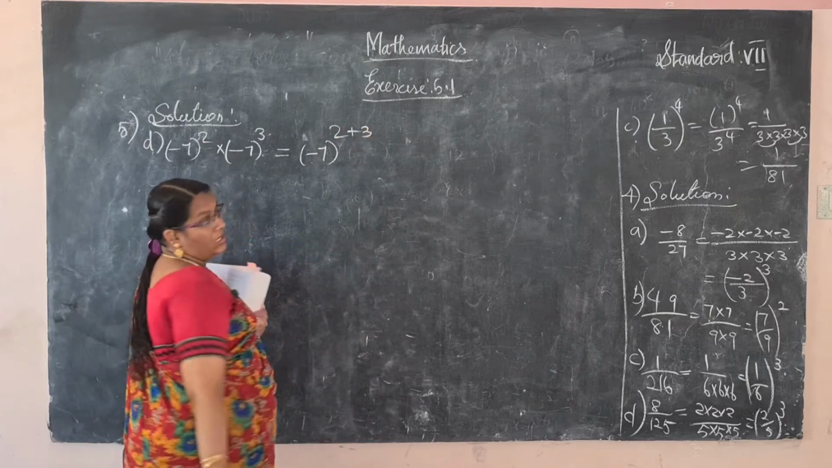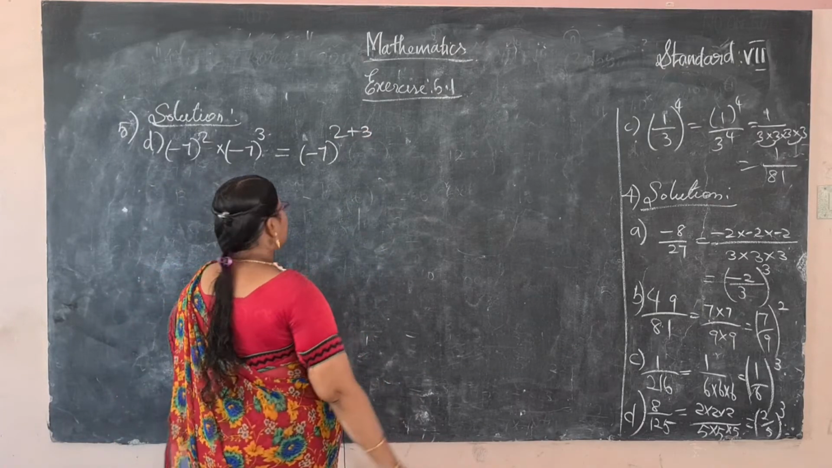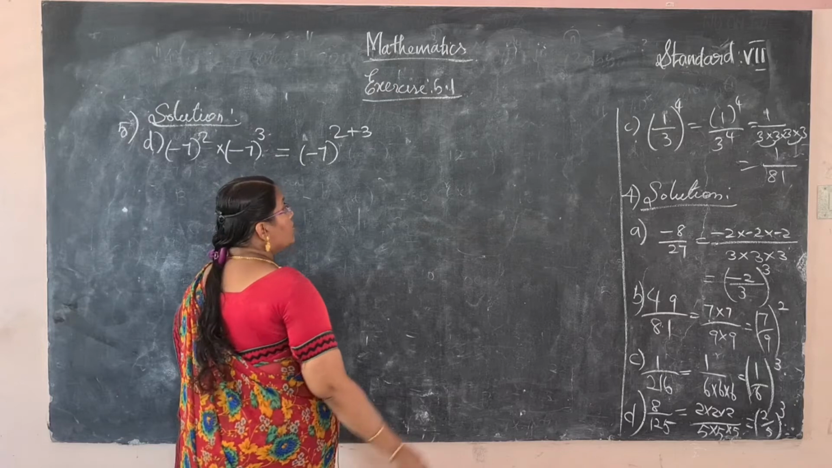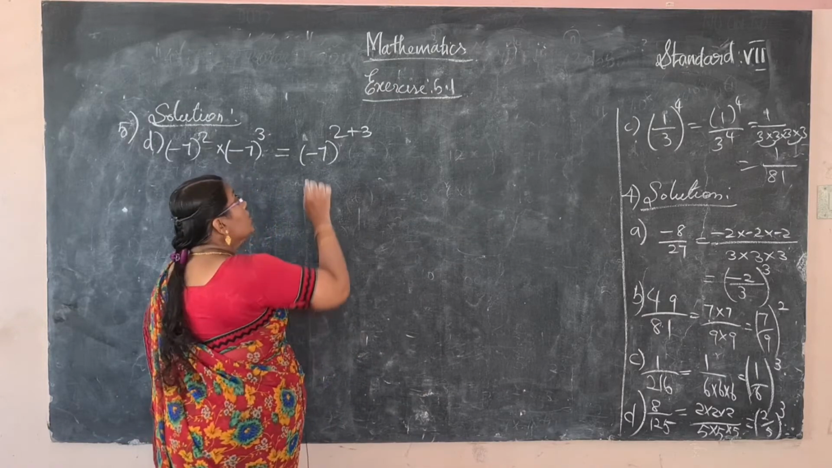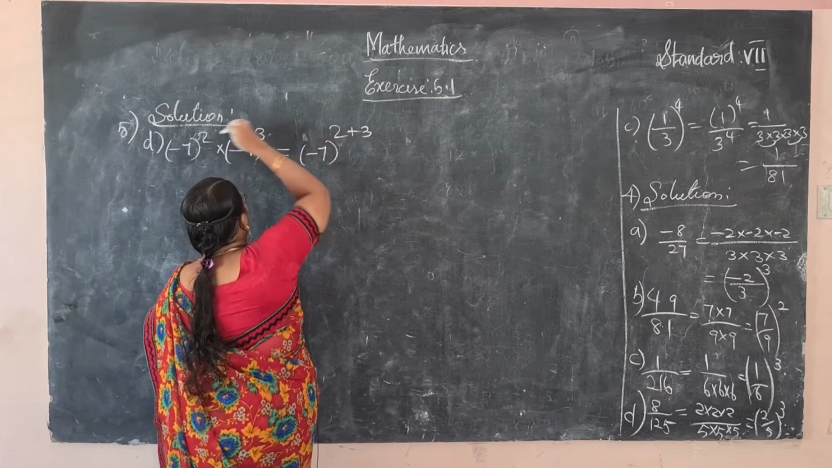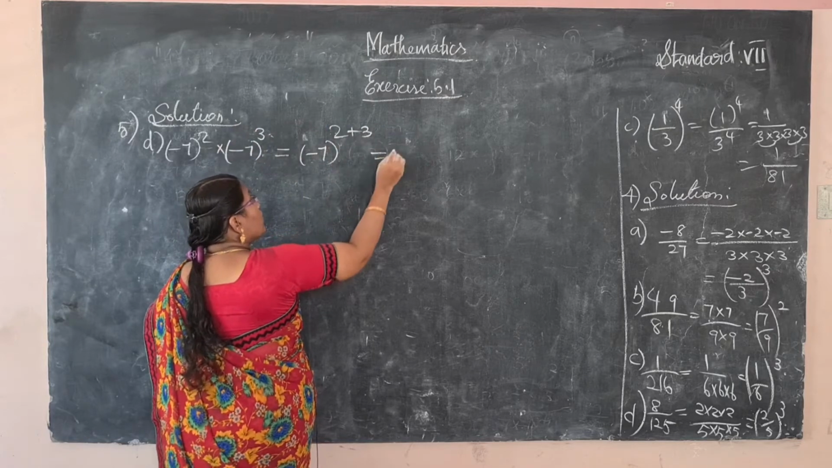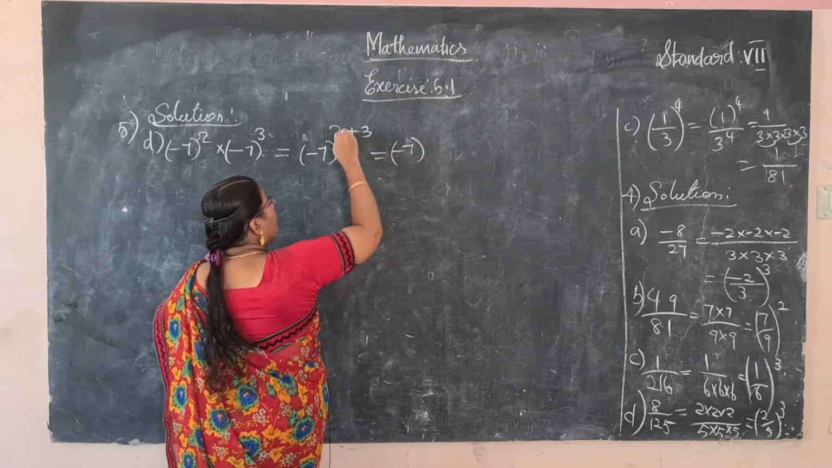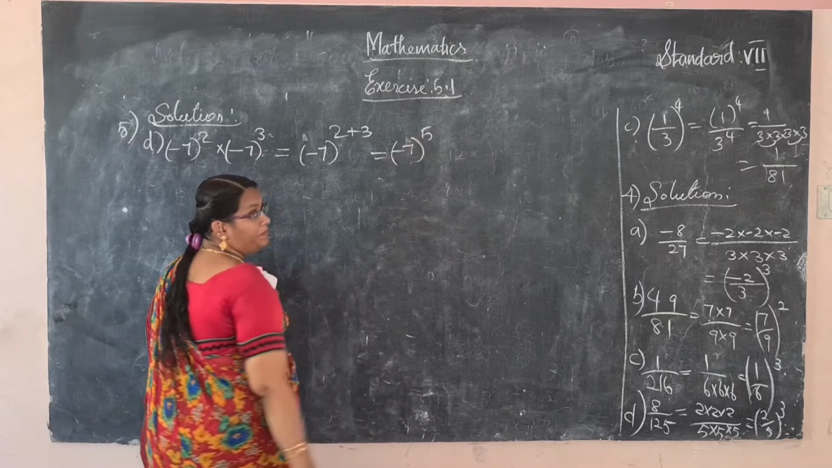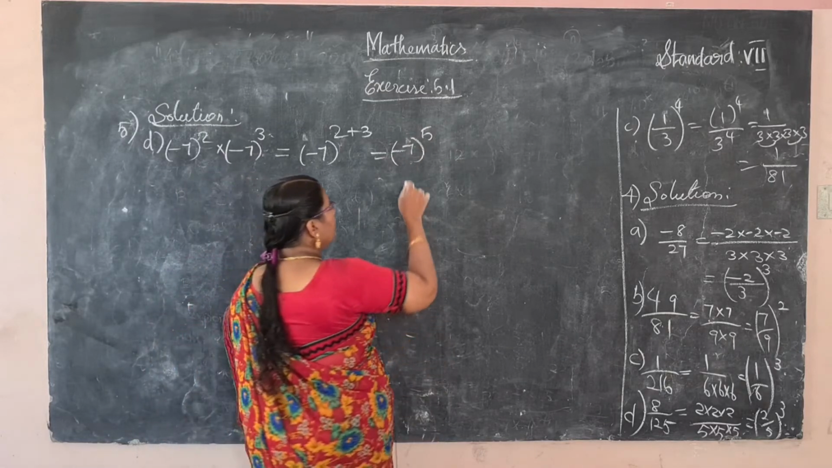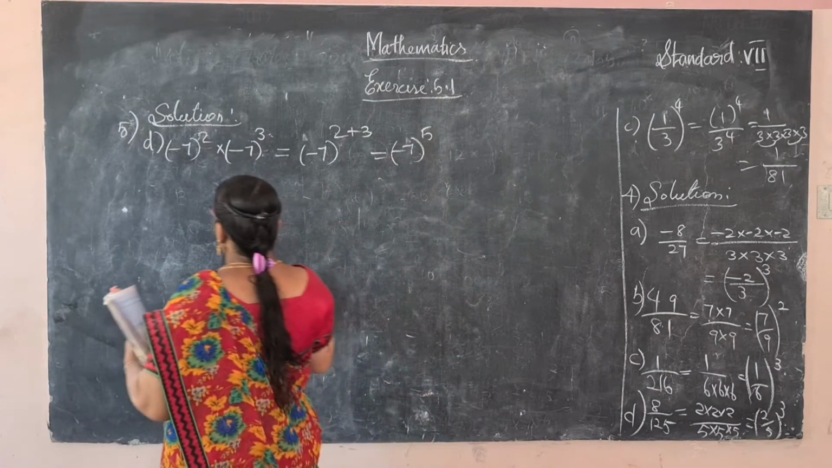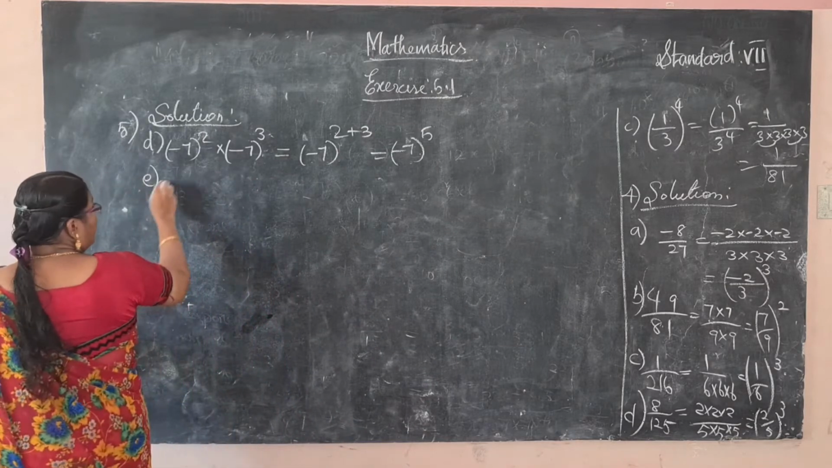The base values are the same, and the operation between them is a product. So we have applied the product rule. So the powers will be added, 2 plus 3. So minus 7, the whole power, 2 plus 3 is 5. So minus 7 power 5, and that is the answer.